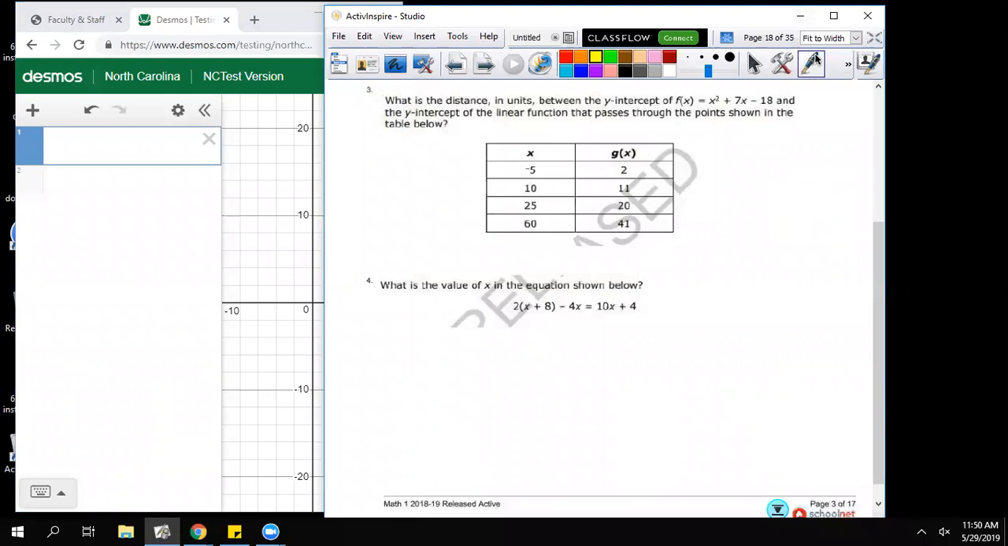y-intercept of f of x is equal to x squared plus 7x minus 18, and the y-intercept of a linear function that passes through the point shown in the table below.